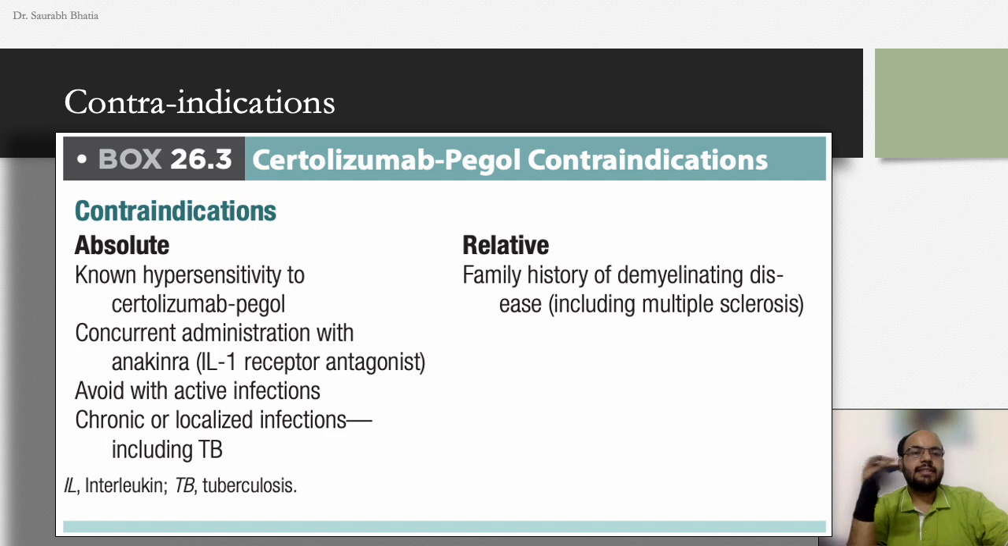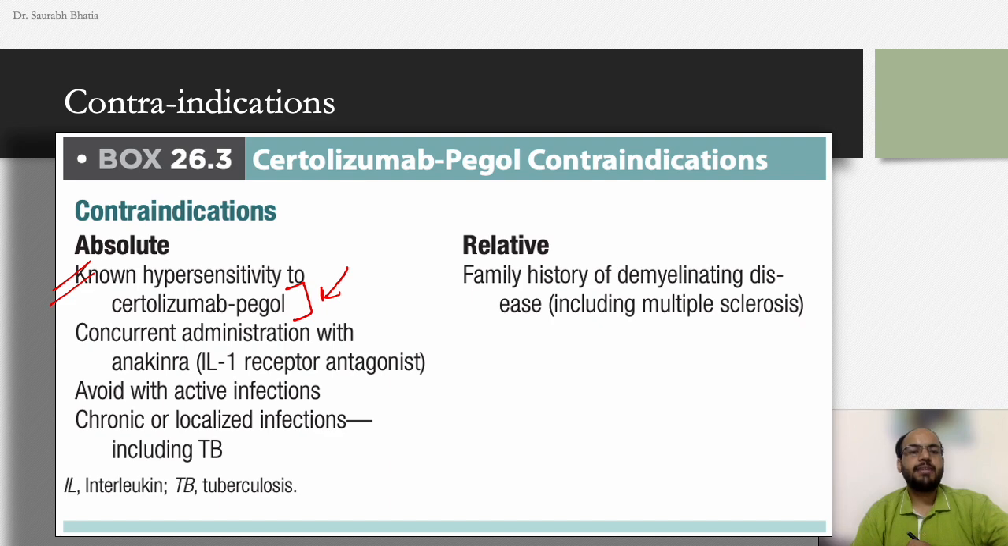There are many instances in which you cannot use any biological, especially Certolizumab, and these are nearly the same contraindications that we have seen in previous TNF-alpha inhibitors. So, absolute contraindications are that if you have any known hypersensitivity to Certolizumab Pegol, or hypersensitivity to polyethylene glycol, or to any other components of Certolizumab. That means if you've added some diluents or emulsifiers and you are allergic to it, you cannot use these molecules.